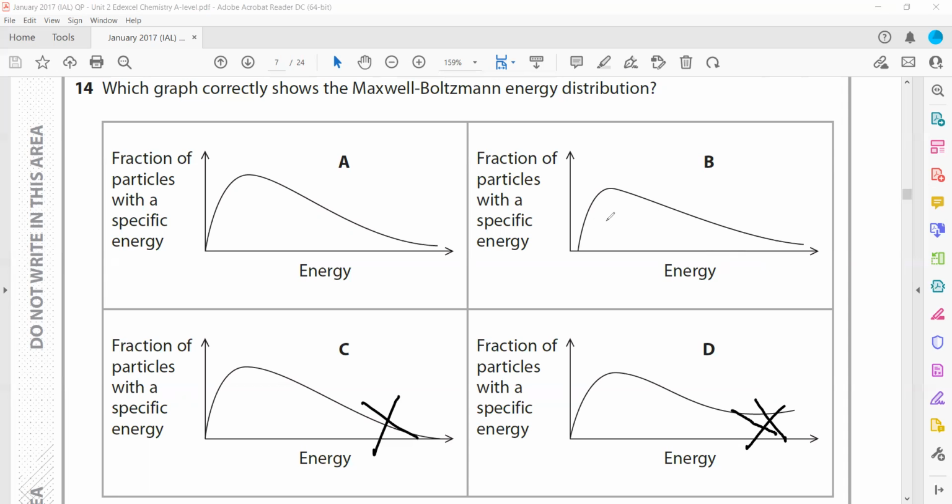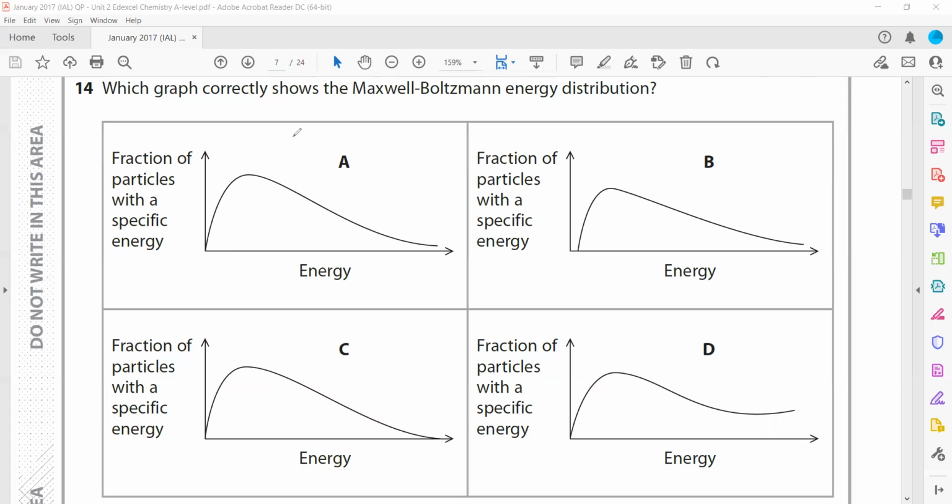Then why is B wrong? Because they mention there are zero particles with some energy. Like in the graph, if there are no particles, there should not be any energy. Here it is written that zero particles will also have some energy. So that's why B is wrong. So the correct description shows that A is the right one. So most of the particles will have this energy. Few particles will have energy less than the average, and few of the particles will have energy more than average. So this is always the identical shape of a Maxwell-Boltzmann distribution graph.